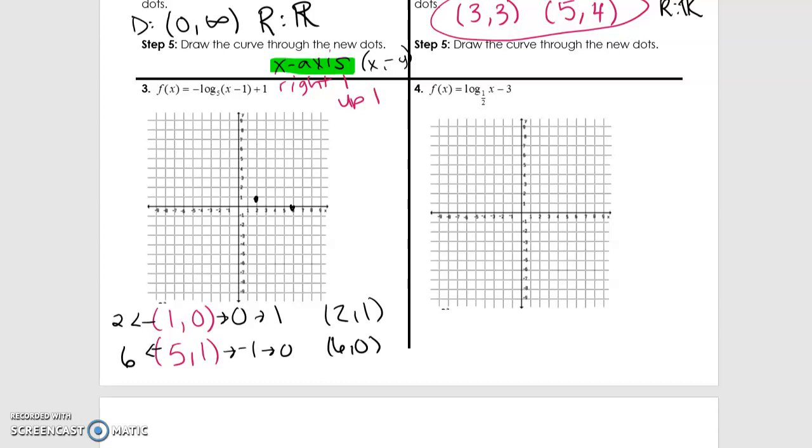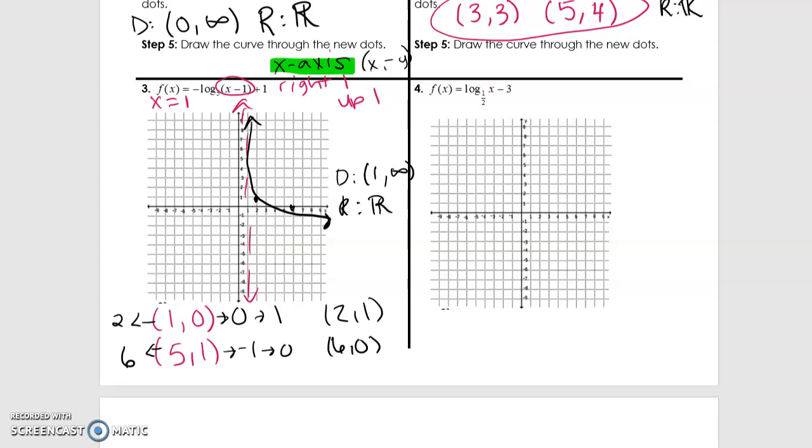To figure out my vertical asymptote, we had said that you take whatever's in the parentheses and set it equal to 0. So my vertical asymptote is going to be at x equals 1. And if this has been reflected over the x-axis, now my logarithm function is going to be going the opposite direction. So it's going to look something like that. And my domain is still going to be from my asymptote to infinity. So that's from 1 to infinity. And that range stays consistent at all real numbers.